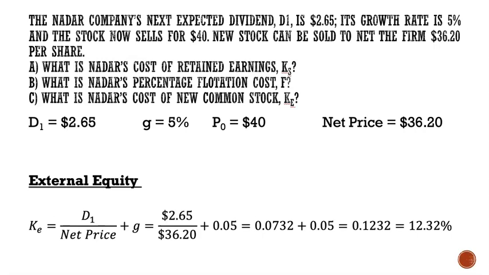And finally, part C. What is Nadar's cost of new common stock? So here we just use the adjusted formula, D1 over the net price plus g. So drop in the figures, and here we get 12.32%.